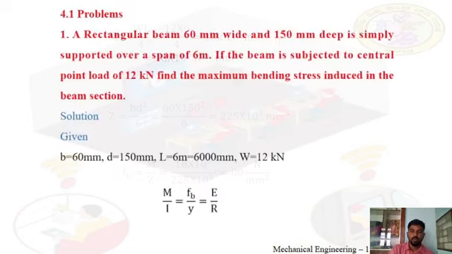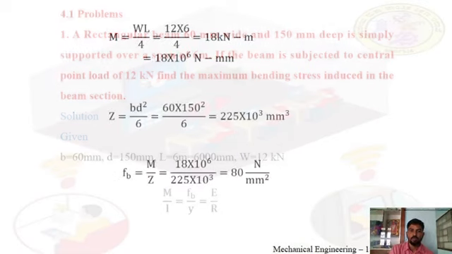Take only two formula, like M by I is equal to FB by Y.